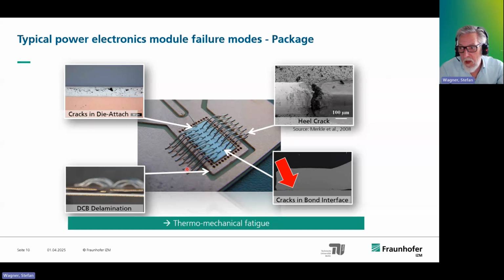Here I show you a few typical failure modes, which all fall under the term thermal-mechanical fatigue. We can have a crack in the die attach, heel crack, or cracks in bond interfaces, or delamination in the substrate, here for example a DCB.